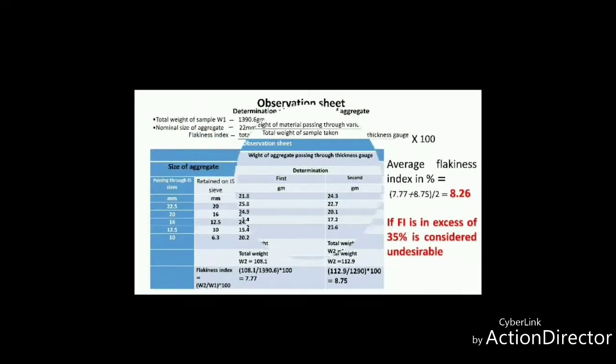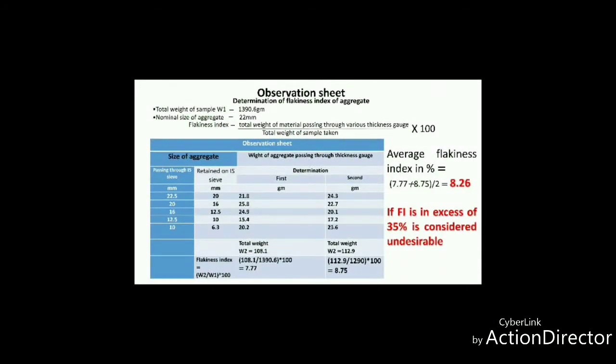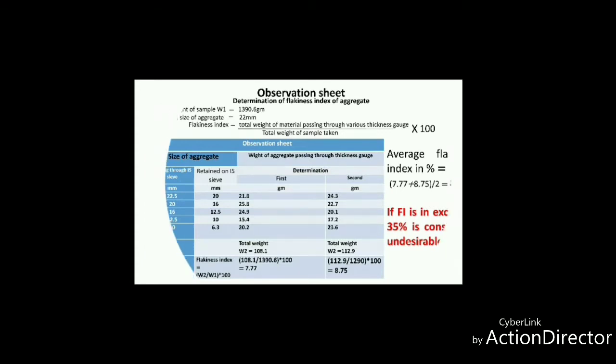Similarly, the flakiness index of the aggregates of a second sample from the same source is calculated, and the average of the two values obtained is reported as the final result.